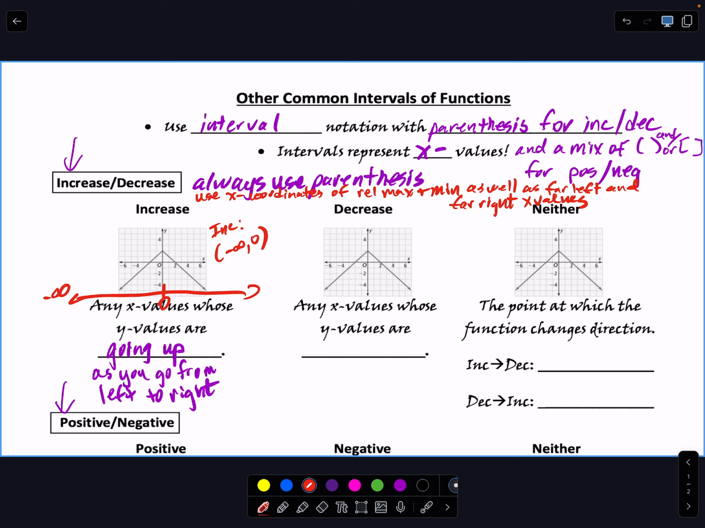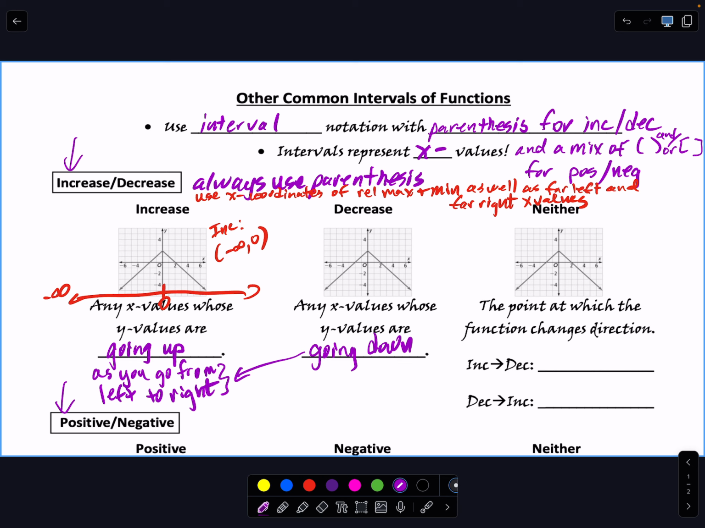For decreasing intervals, the decreasing interval is any x values whose y values are going down. Again, as you go from left to right. So as you start at the left part of the function, I start by going up, up, up. That's an increasing interval. And then at that relative max, we're going to start going back down. So that's the interval where we have it decreasing.